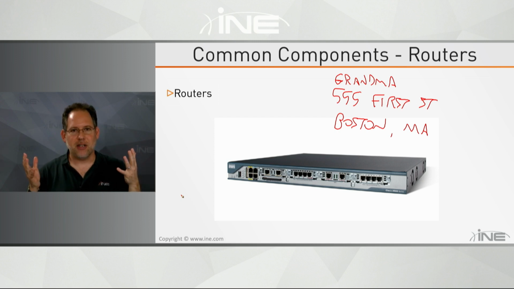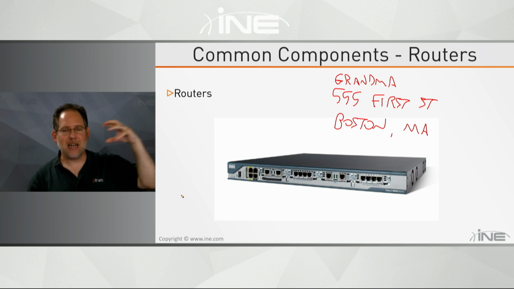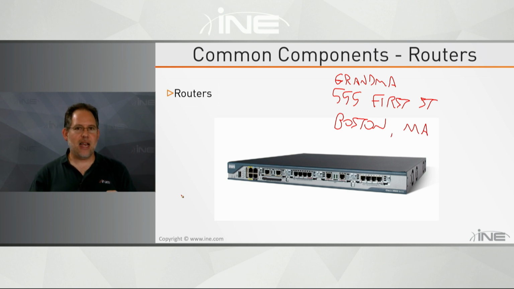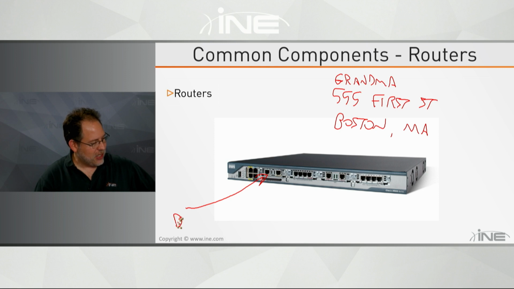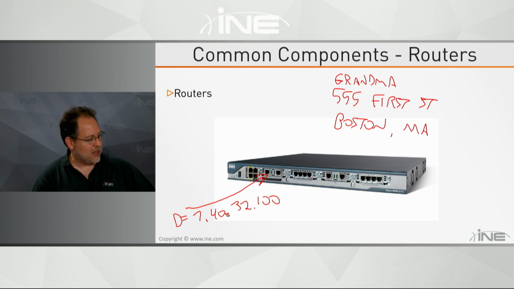That's sort of like what a router does. Here comes some incoming data on this interface right here, and the destination of that data says it's 7.40.32.100. That is the actual numeric name of some device connected to a network somewhere. When that comes into the router, it might not know where that is, and the router has all sorts of cables leading different places.